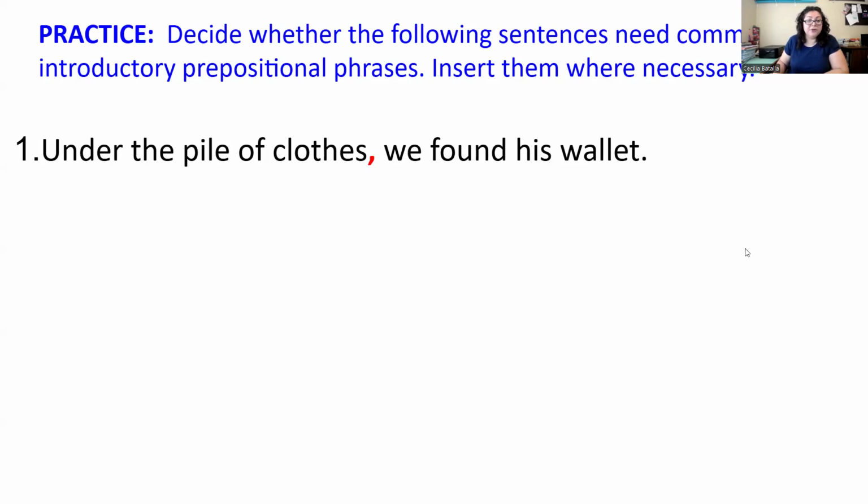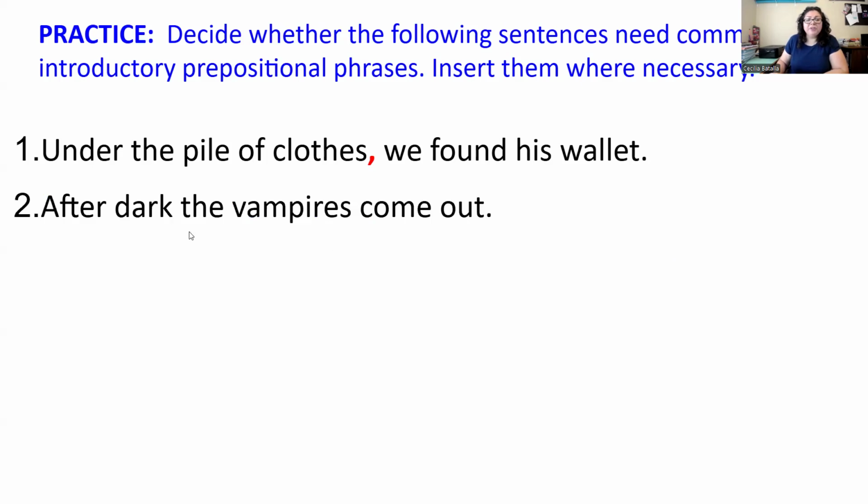Moving on to number 2. After dark, the vampires come out. So I'm going to check for a preposition, after. I'm going to try to find my phrase. After dark, the vampires come out. So my phrase would be after dark, because the vampires come out is my complete sentence. But I'm going to count my words in the phrase. After 1, dark 2. I do not have enough words. That means I do not need a comma for number 2. It reads just as well the way it is. After dark, the vampires come out.